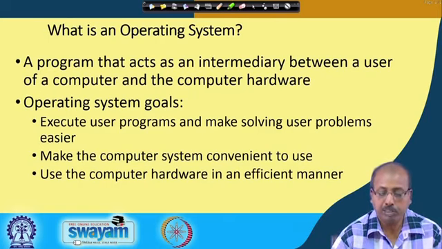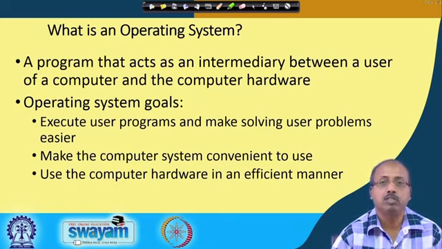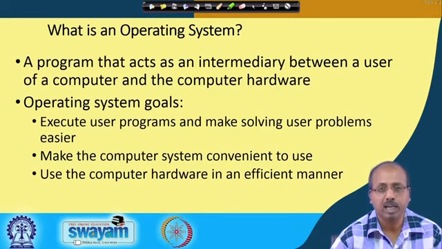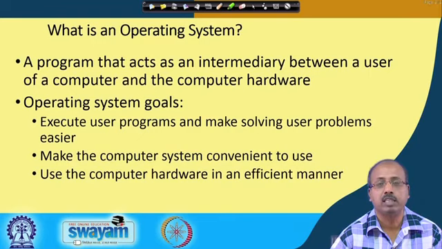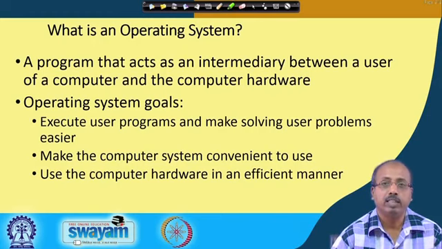Then, use the computer hardware in an efficient manner. I should be able to use all the computer hardware, the hard disk, the mouse, the keyboard, all the devices that you have in the system, in an efficient manner. Again, the term efficient is a bit confusing and not very clear at this point. When we go to resource management, it will be more clear. There can be several issues, for example, the availability of the resources. The resources should be available when I want them.